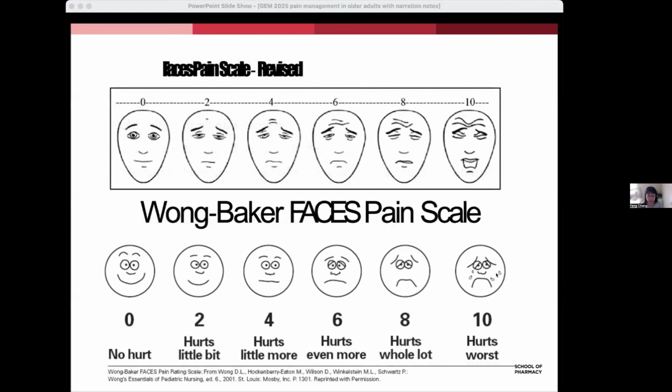And this is an example of faces. So the top one is a faces scale. The bottom one is a different version that people have used. I just want to make a note of the bottom one. The bottom one is a bit more cartoonish, you can tell. So that one was actually originally studied in children. That's why it looks much more cartoonish. So the top one is the one that's actually validated in older adults, but I've seen both being used.